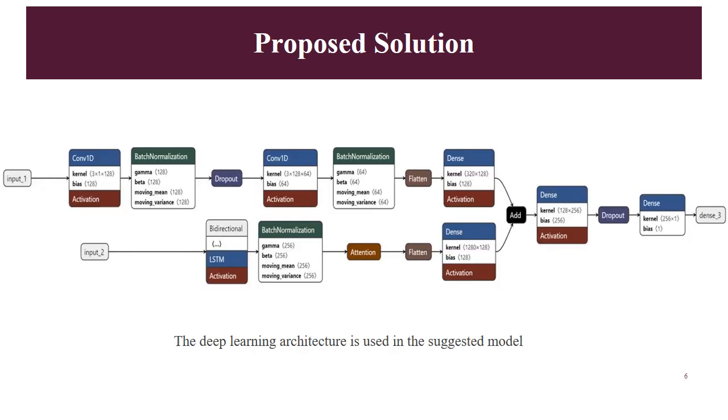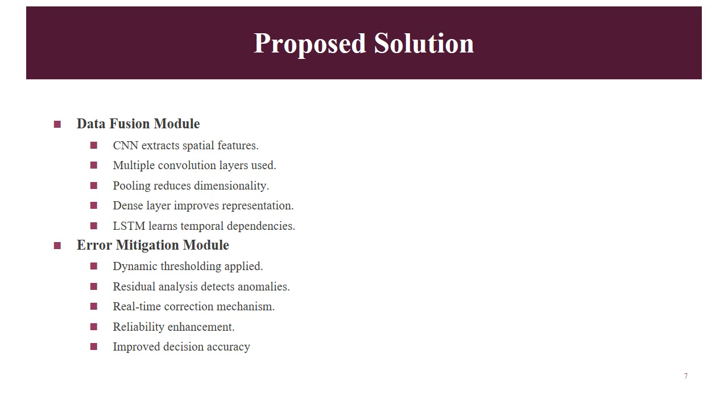We are proposing this new architecture, a CNN-LSTM. Here we can see there are two layers. In the first layer we are using CNN, and in the second layer we are using LSTM. Not only CNN and LSTM architecture, but we are also incorporating an attention layer. After getting the fusion of these two layers, we get the output. Within one pipeline we have the data fusion model, and in the second pipeline we are using the error mitigation model.